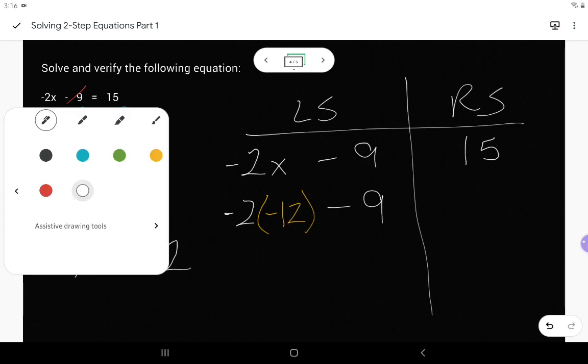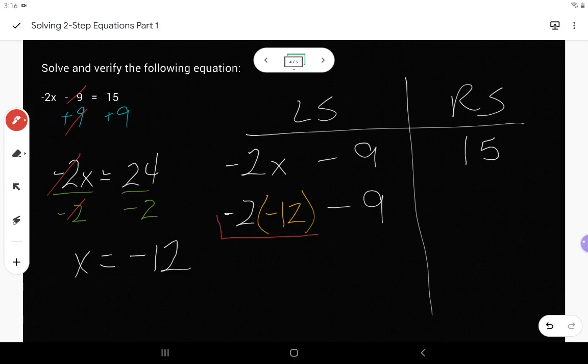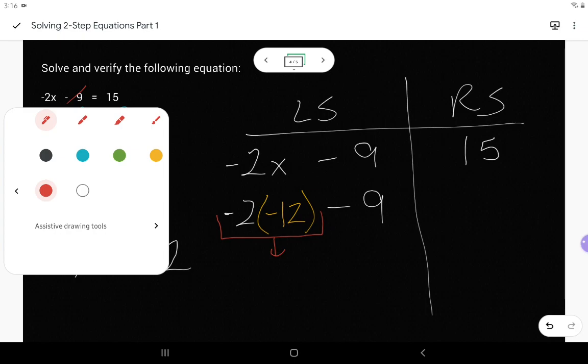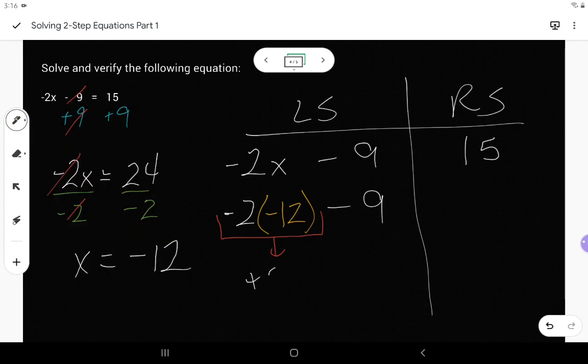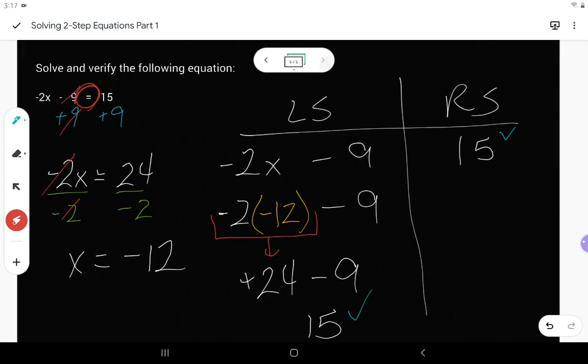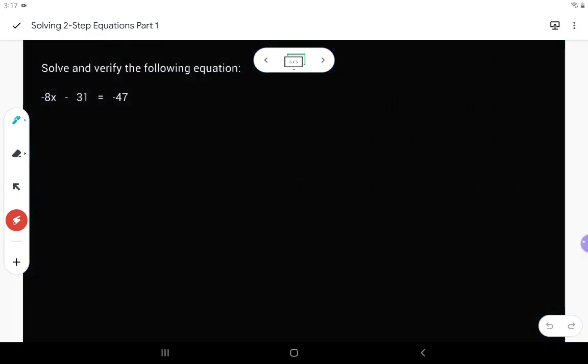Okay, I need to multiply before I subtract. So negative 2 multiplied by negative 12, negative times negative is positive. 2 times 12 is 24. Positive 24, subtract 9, gives me 15. And that's great because now I have 15 on the left side and the right side. They end up being the same thing, which is good because the equals sign told us they had to be the same thing. Last one.